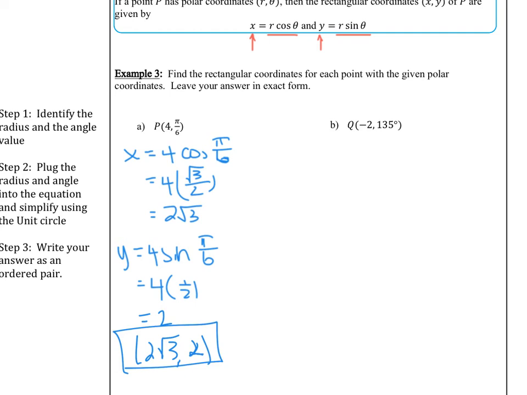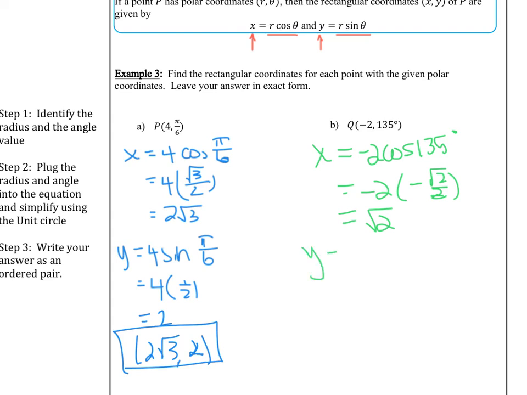Let's try it one more time. Or you can pause and then check your answer. For our x-coordinate, we're going to start with the r value of -2, and we're going to multiply by the cosine of 135 degrees. Check your unit circle that's in your brain. Cosine of 135 is negative root 2 over 2. Simplify, and we get positive square root of 2.